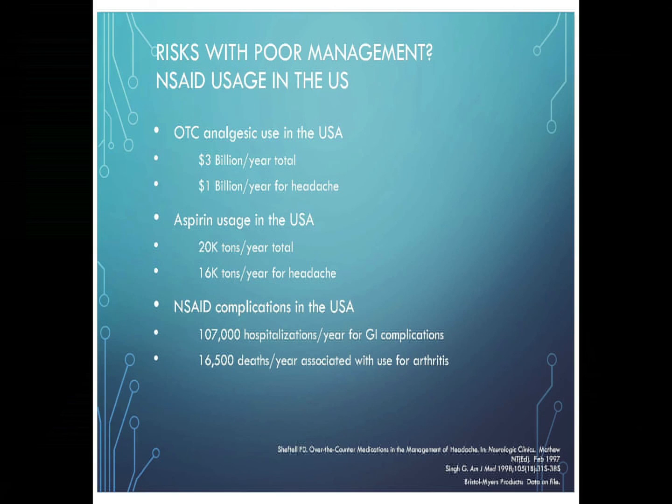Again, when we think about public health issues, it's not just the individual patient and the model of health that's important, but look at the numbers. $3 billion a year total for over-the-counter analgesic use in this country. $1 billion of that, a third of that, is for headache, and these are not brand new numbers, so I'm sure it's even more now. Look at aspirin use in the U.S., 16 tons a year. I would say probably more now for headache, and look at the complications of that. Hospitalizations for GI, arthritis, renal failure. So the consequences of medication overuse really are not only the transformation of headache, but can include quite serious and quite permanent other medical conditions.